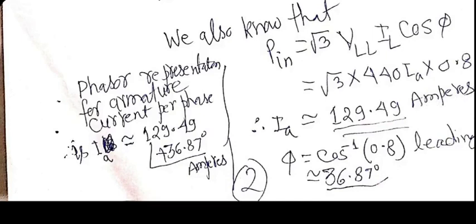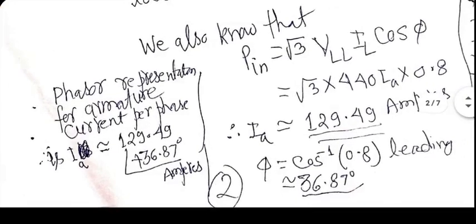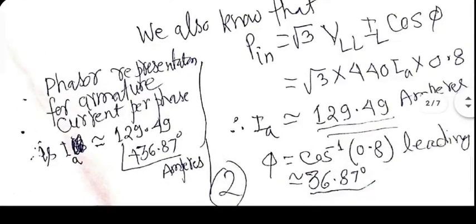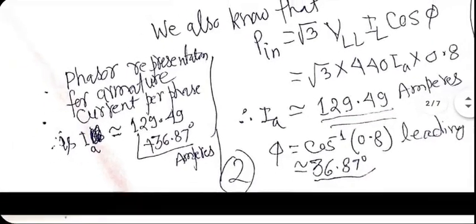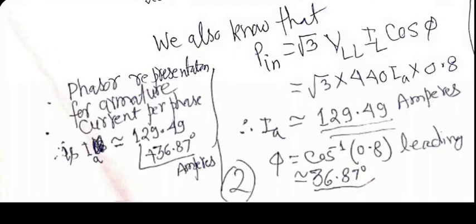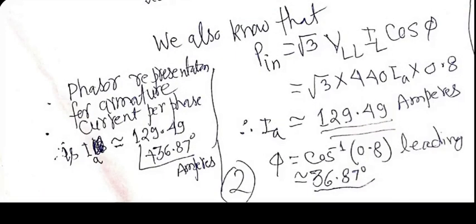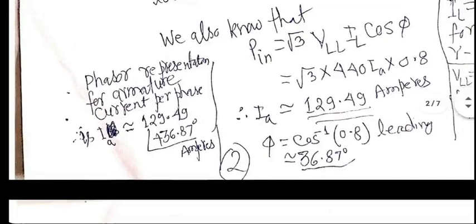That's why I have taken IL value straight away as IA. And for power, sorry, load power factor angle will be cos inverse 0.8. It's a leading power factor, so you'll get plus 36.87 degrees. So the armature current will be 129.49 with plus 36.87 degree amperes in the complex domain.